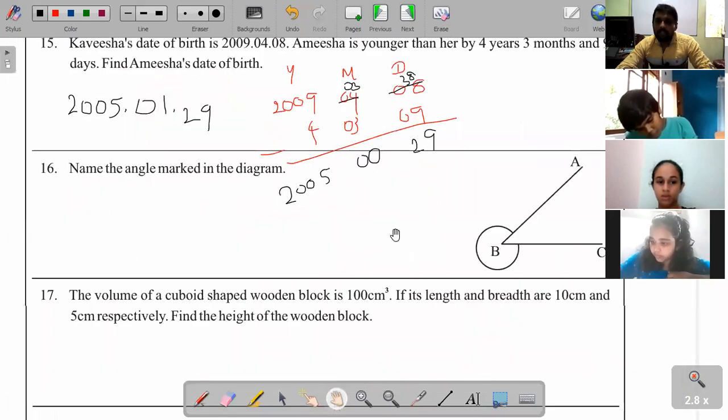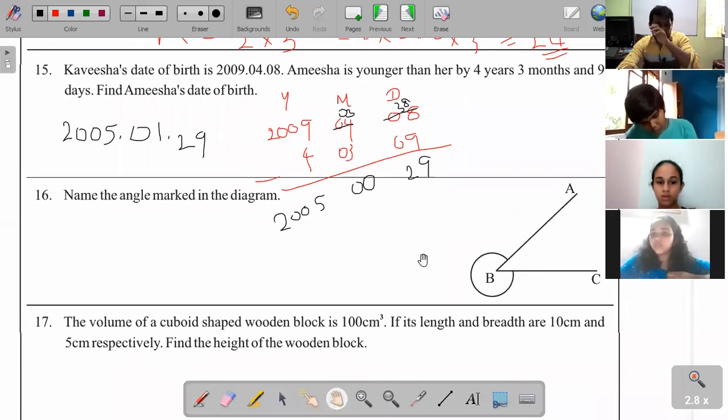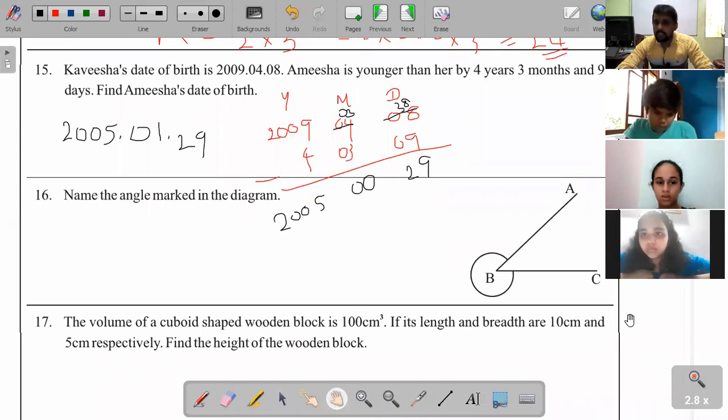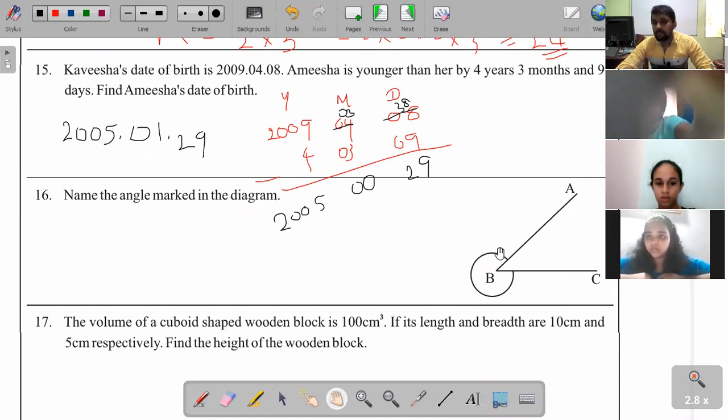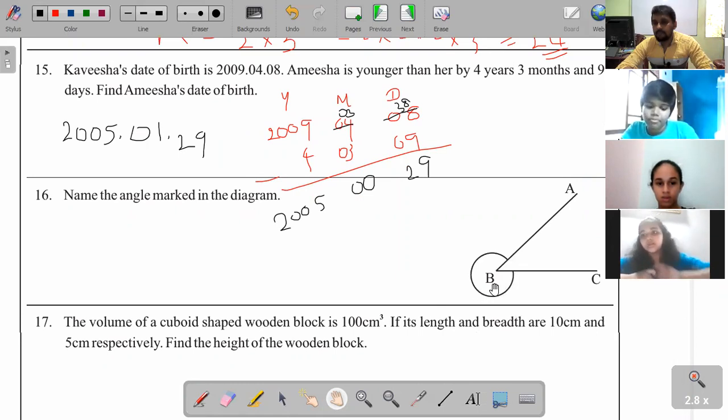Right. Then we have to revise the angle lesson knowledge. Name the angle marked in the diagram. What is the name of this angle? How can you write the answer? Reflex angle. Reflex angle. Okay. Name the angle marked in the diagram. Yes. Reflex angle.